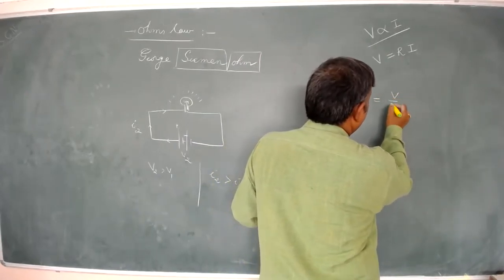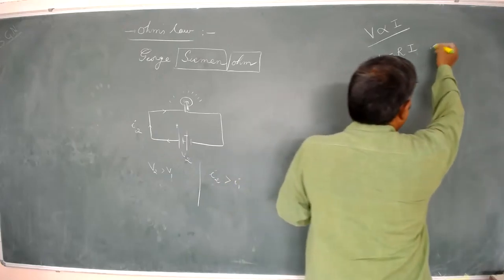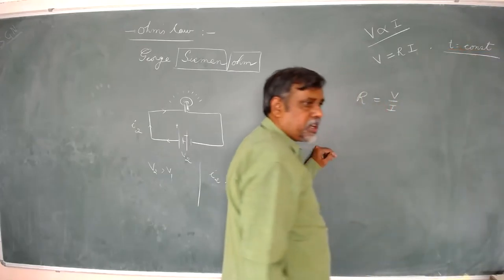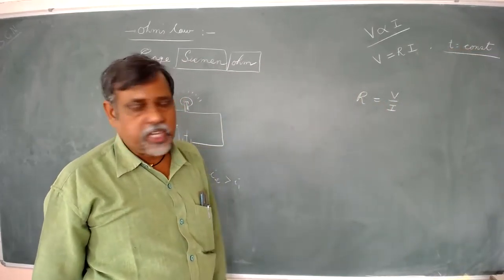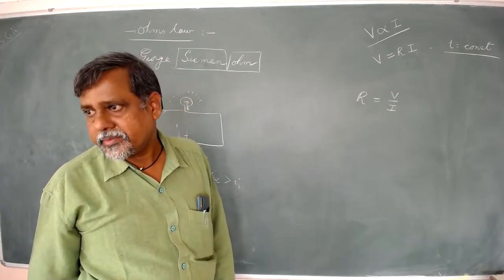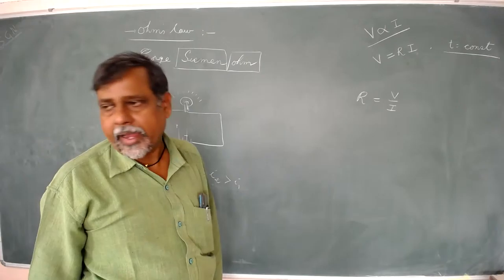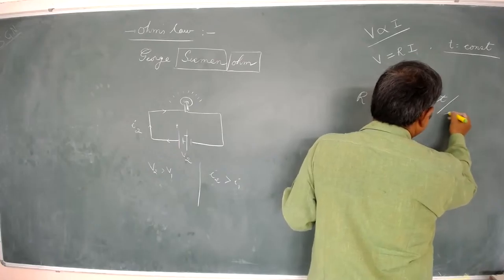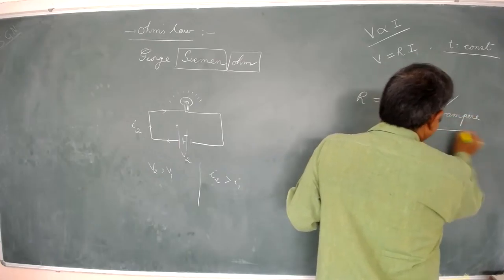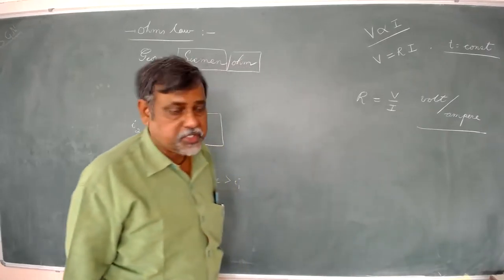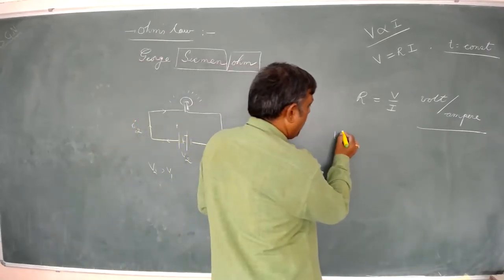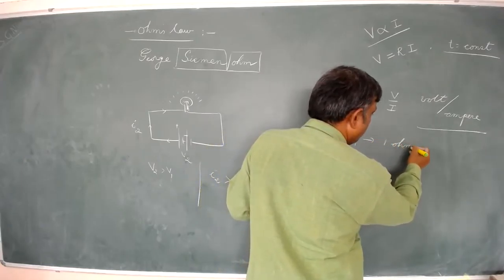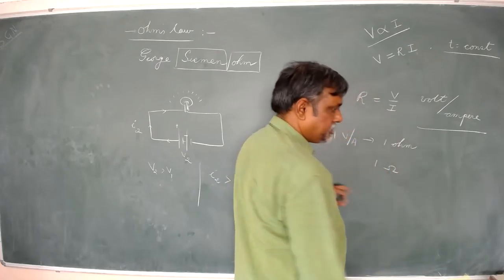Resistance R is equal to V by I, provided temperature is kept constant. R is equal to V by I. Okay, so what is the SI unit over here? V is measured in terms of volt. I is measured in terms of ampere. Volt per ampere. In SI system, 1 volt per ampere is symbolically defined as 1 ohm. So this is, what is this letter?